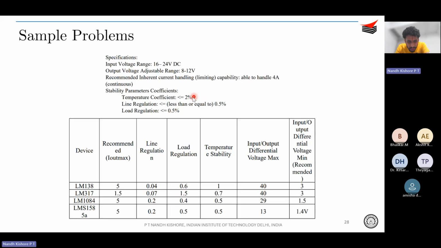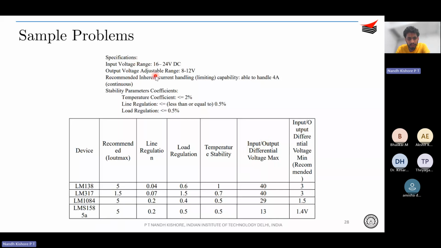Okay. And finally, temperature coefficient should be less than or equal to 2 percent. You see all of them actually satisfy the criteria, right? So you are still left with LM138, LM1084, and LM1585A. Okay, fine. And what about the input output voltage differential, maximum?